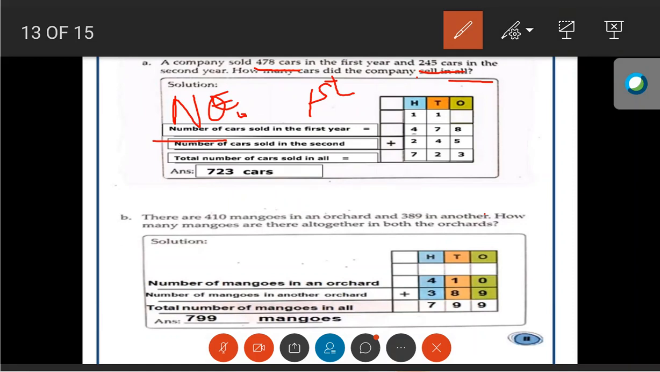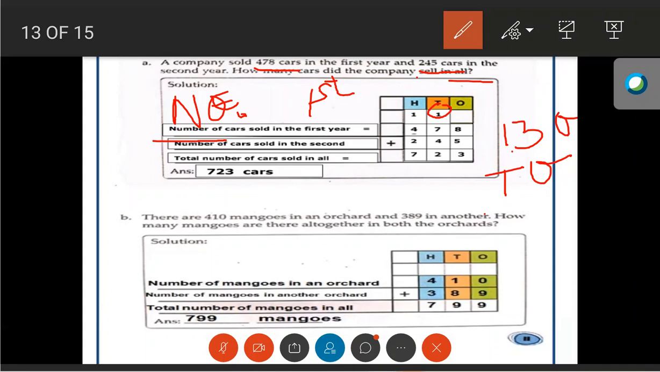Then number of cars sold in the second year. So what is the second year count? 245: 200, 4 tens, 5 ones. You have to mention them in the correct place values. Then we have to add from ones place value. 8 plus 5, 13. 13 ones is equal to what? 1 ten, 3 ones. So 3 comes to the ones place, 1 goes to the tens as carry forward. So 1 plus 7 is 8.